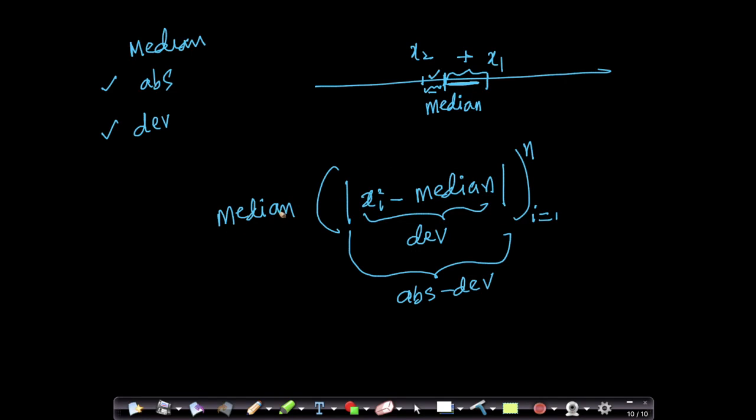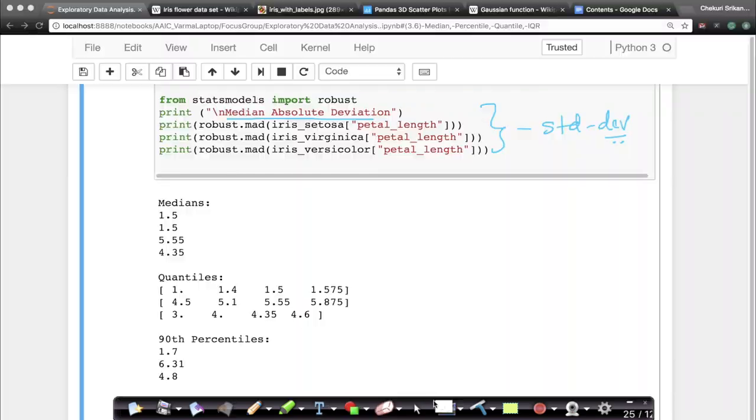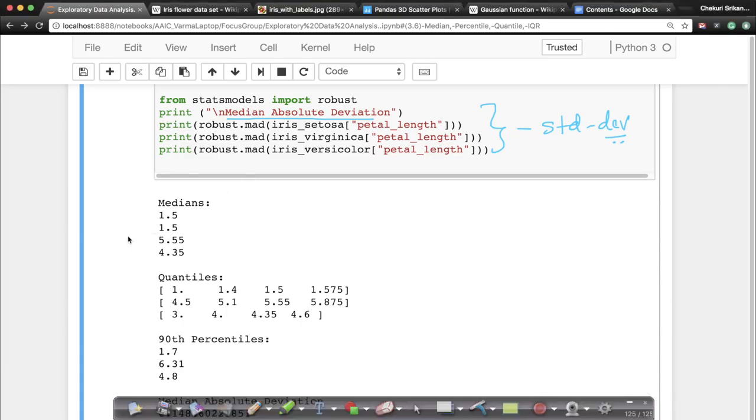And you might ask, why are we computing the median here and why not the mean? I could have also computed the mean here, but I know if one point is very far away, my mean can get corrupted very easily. So median absolute deviation intuitively is doing exactly what standard deviation is doing. It's measuring how far away my points are from the central tendency, which is the median in this case. And it's very easy.